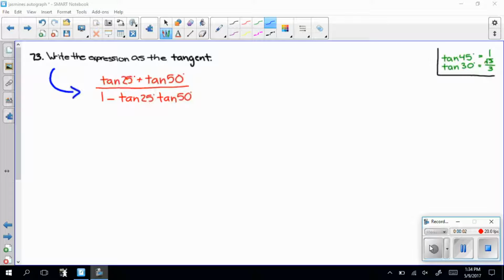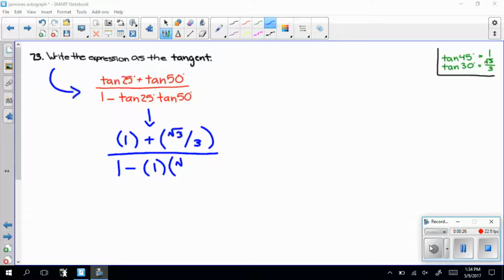Write the expression as the tangent. One thing to notice before starting is tangent of 45 degrees is equivalent to 1, and tangent of 30 degrees is equivalent to the square root of 3 over 3. With this being said, we'll use the tangent equation for addition, so the sum, and this will be the tangent of 25 degrees plus tangent of 50 degrees over 1 minus tangent of 25 degrees multiplied by tangent of 50 degrees. There, we can then plug in the values from previous calculations of 1 and the square root of 3 over 3, and we come up with 1 plus the square root of 3 over 3 over 1 minus 1 times the square root of 3 over 3.